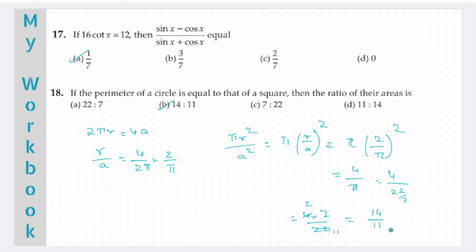14 by 11. So option B, 14:11 is the correct answer.